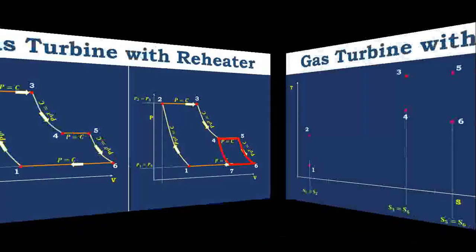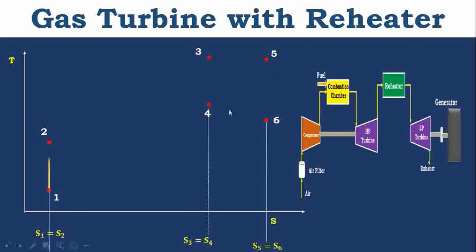Now we will discuss how to draw the TS diagram. As we discussed, in the compressor there is isentropic compression, where entropy is constant and temperature increases from T1 to T2. And 2 to 3 is the combustion chamber, constant pressure heat addition. There is a sudden rise in temperature from T2 to T3. Also there is a rise in entropy from S2 to S3. In the high pressure turbine, isentropic expansion. During expansion, there is a temperature drop from T3 to T4, but entropy remains constant, S3 is equal to S4.